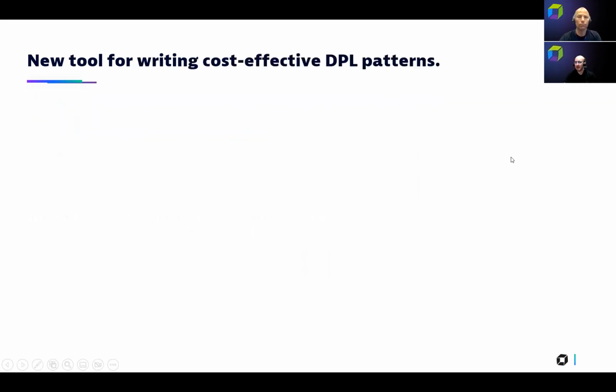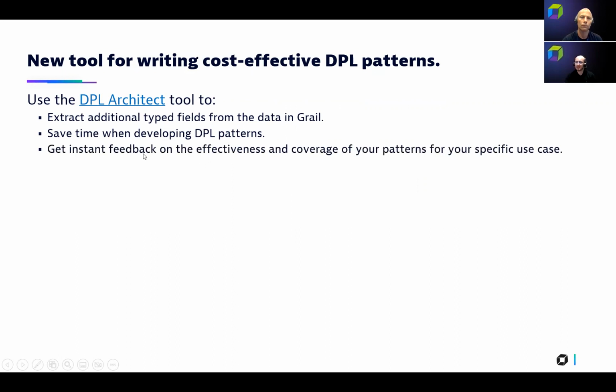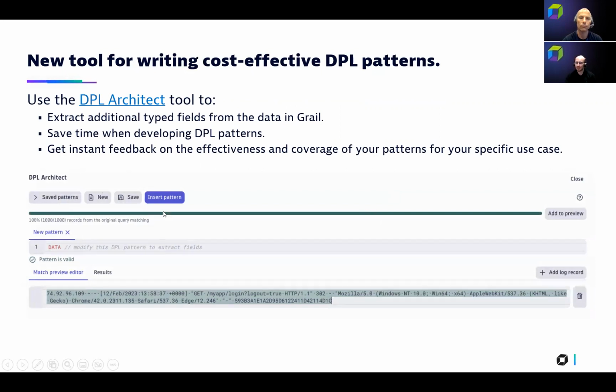Okay. And another important feature that we have is the new DPL Architect tool. With this tool, you can extract additional typed fields from data in Grail and save time when developing your patterns. And you can get instant feedback on your patterns for your specific use cases. So this is how it looks. This is just an example with this new pattern, and this is a small piece of feedback on the effectiveness of your pattern. There are lots of possibilities that you can see, but this is really useful for your data processing needs in Dynatrace.